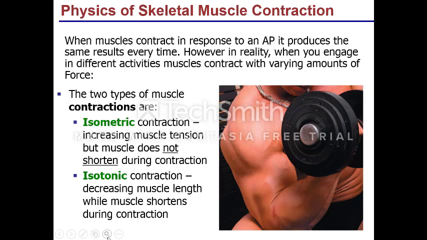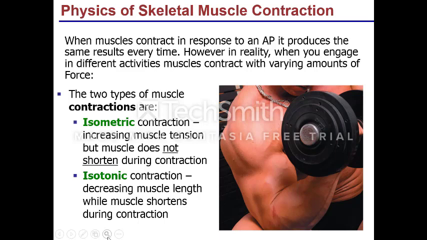There are two types of muscle contractions. In this figure, the bodybuilder is giving an example of an isotonic contraction. He creates force against the weight, then the muscle length decreases. So overall, the muscle shortens, which changes the angle of his bones, and the weight is moved. So the force created is greater than the weight of the object. This is an isotonic contraction.